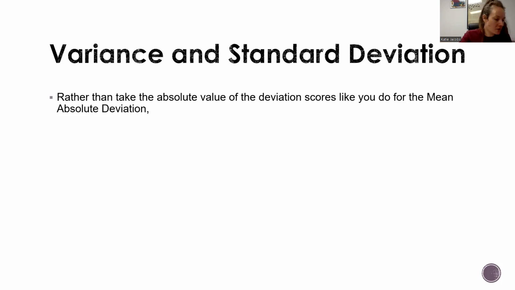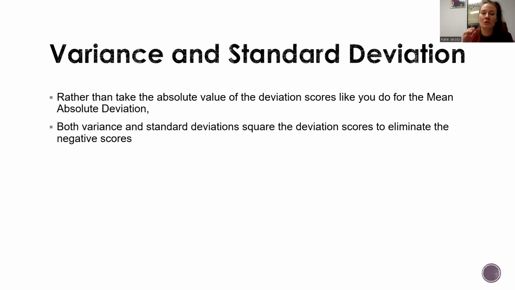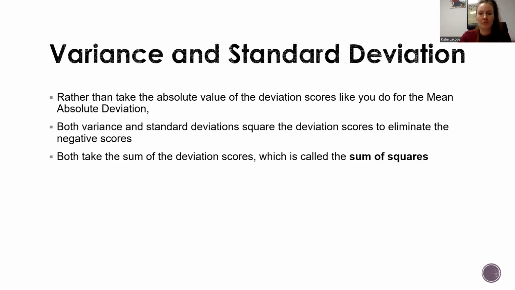Okay, so again, rather than take the absolute value of each of the deviation scores like we did for the mean absolute deviation, both variance and standard deviation square the deviation scores to eliminate the negative scores. Okay, so both take the sum of the squared deviation scores. So that is a mistake in our PowerPoint, so let me fix that real quick. Both take the sum of the squared deviation scores, and that number is called our sum of squares.